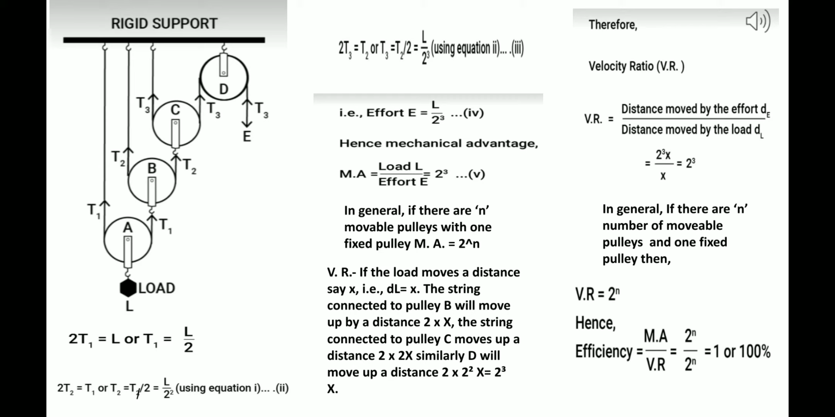So we have to calculate the velocity ratio. The effort is moving by 2 to the power 3 x and the load is moving by x. So x and x cancel. So we get velocity ratio also as 2 to the power n, where n is the number of movable pulleys. Now efficiency is very easy. You can find it out. Mechanical advantage by velocity ratio, and that comes to 2 to the power n upon 2 to the power n, and that comes to 1. In the case of an ideal machine, it is 100%.